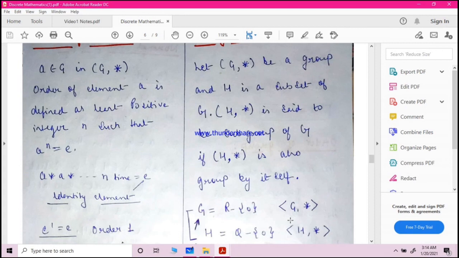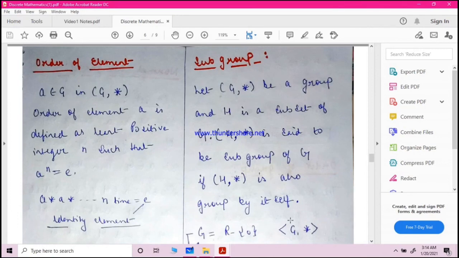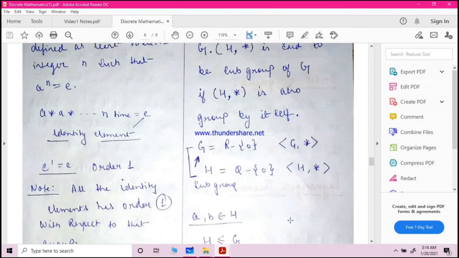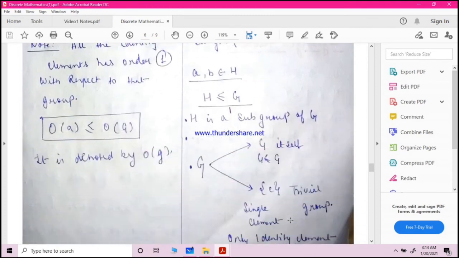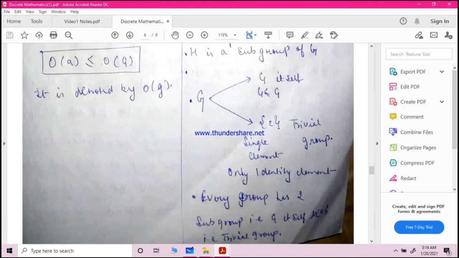Okay, what is a subgroup? Let G be a group and H be a subset of G. H is said to be a subgroup if the following property is true. Means G itself is a group, it is a single or trivial group, only identity elements are allowed. Now, the number of elements in a group is called the order of the group.